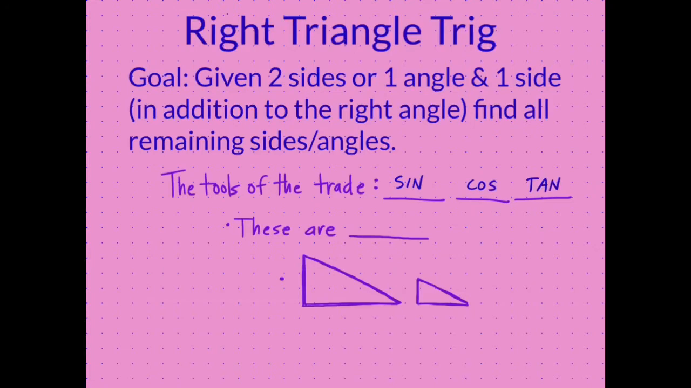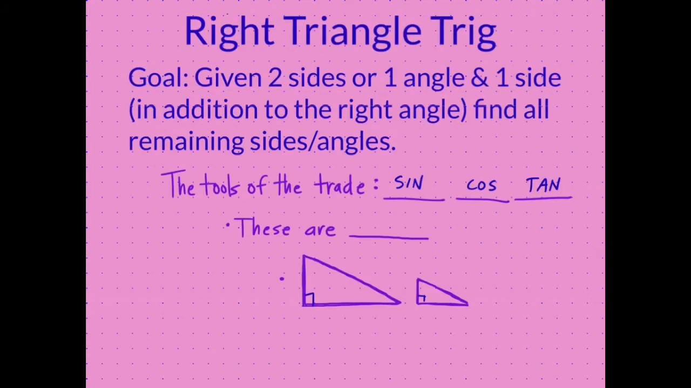Our goal is to take basically two bits of information in addition to the fact that we have a right triangle. So we definitely have a 90-degree angle. If you look at these two triangles, we're always going to have a 90 here. And if you are given two of the sides, or one of the angles and one of the sides, then you should be able to solve the rest of it. You should find all missing sides and missing angles. And trigonometry is what allows the angles to get involved.